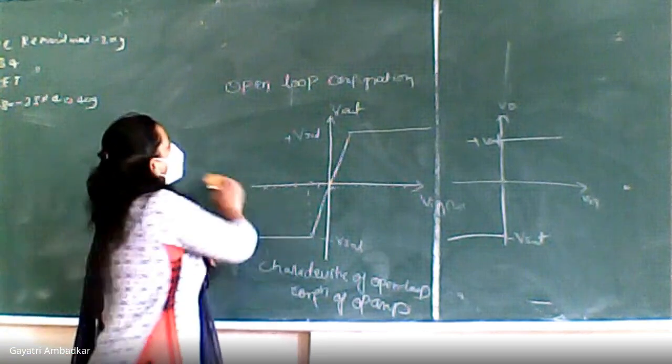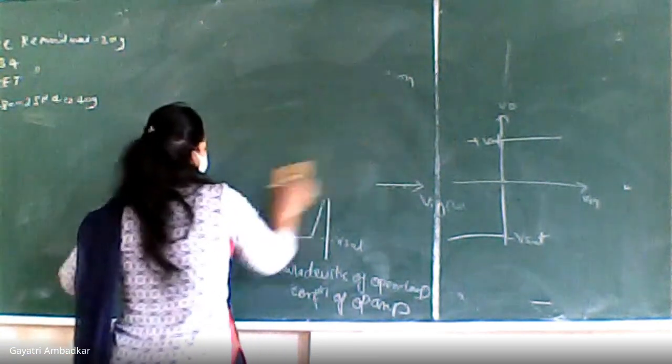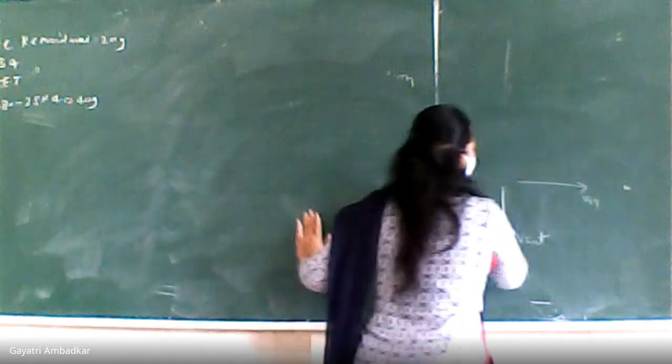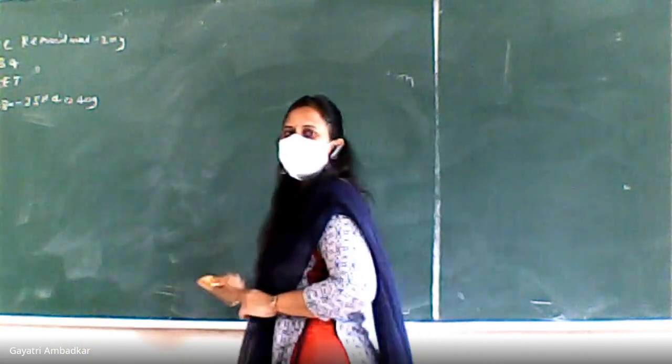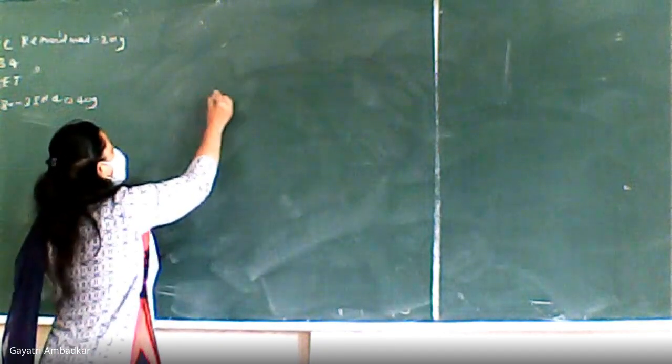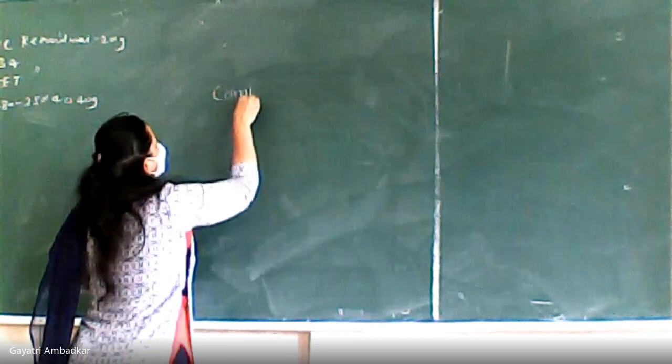Now, for what purpose can we use the op-amp in open loop configuration? It has different applications. Very important, this configuration has a large number of applications, and the first of them we will see is the comparator.